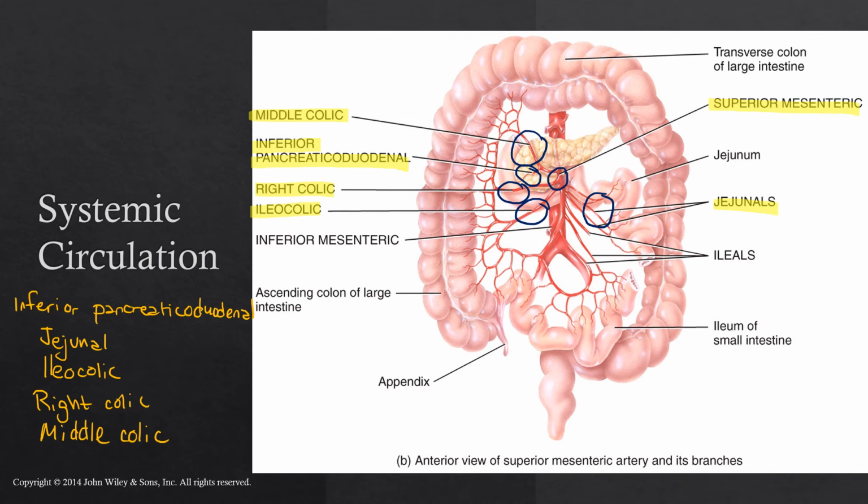Now the superior mesenteric artery supplies all the organs of the gastrointestinal tract that come out of the embryonic midgut. So we're talking about everything from the duodenum to the transverse colon.